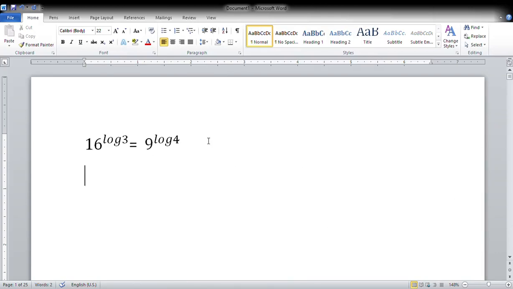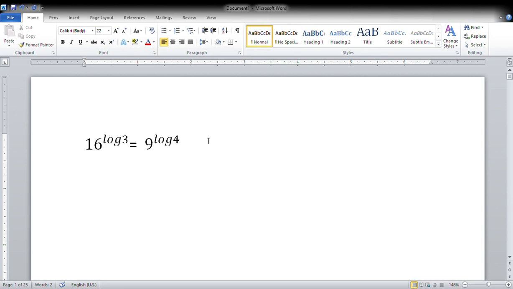Today I'm coming with another new problem, especially for the logarithmic problem. The problem is all about the 16. You can see in this picture: 16 to the power log 3 is equal to 9 to the power log 4, right? You have to prove whether both of the equations are the same or not.